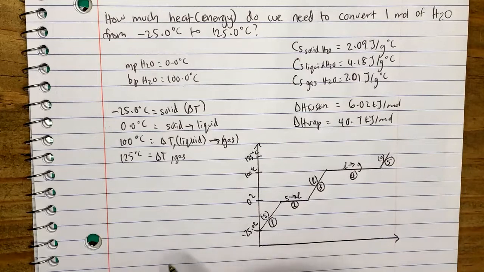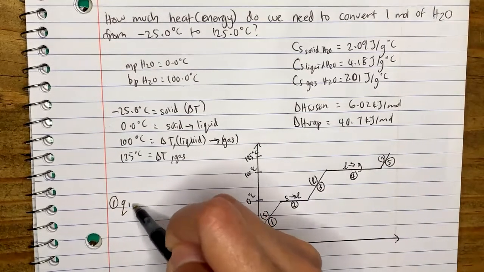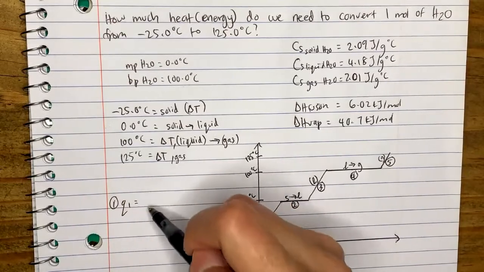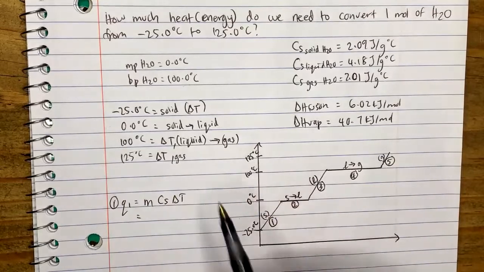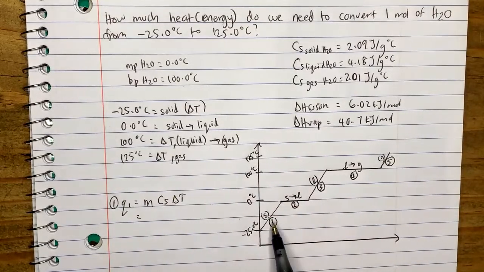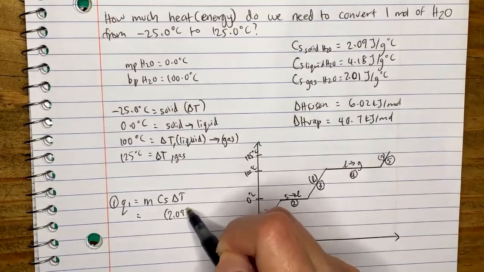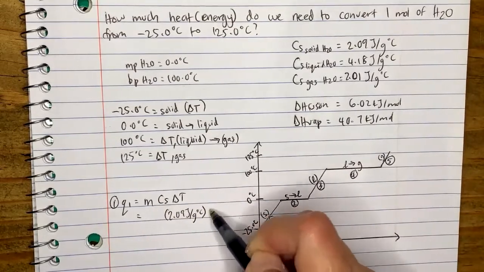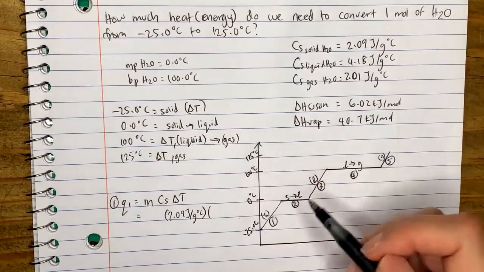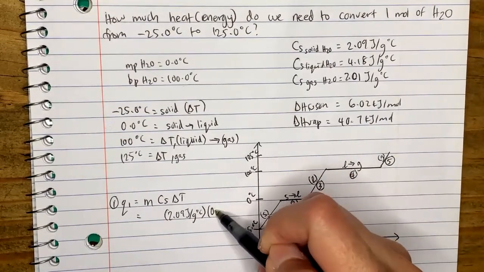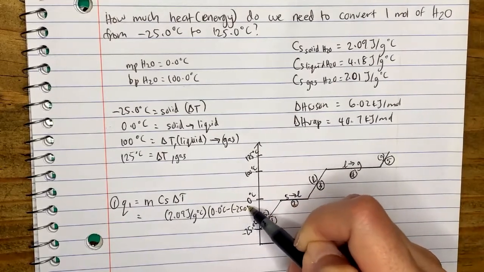So step 1, I'm going to write it down. So Q1 equals MCS delta T, okay? So what's my M and CS? My CS for solid, I have to write 2.09 joules per gram Celsius. And then my delta T is from final minus initial. So final is 0 minus initial of negative 25.